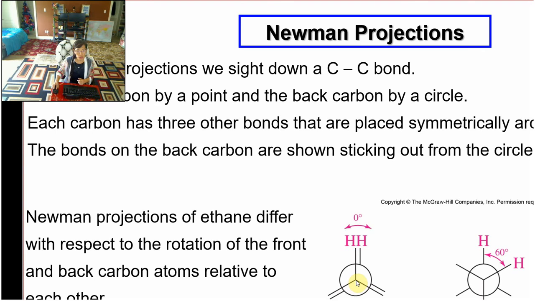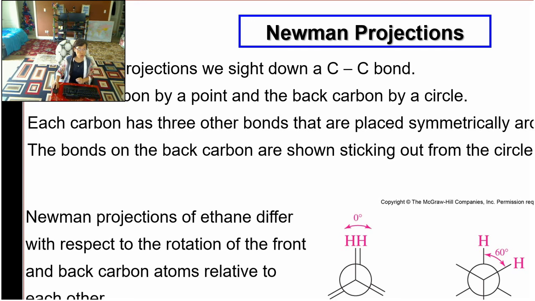Imagine you rotate your carbon-carbon bond. If the front carbon is rotated by 60 degrees, your torsion angle will be 60 degrees. In this case, the structure is called the gauche structure. If you continuously rotate this carbon, this pink hydrogen bonded to the front carbon, until it has been rotated by 180 degrees, you get a structure called the anti structure.